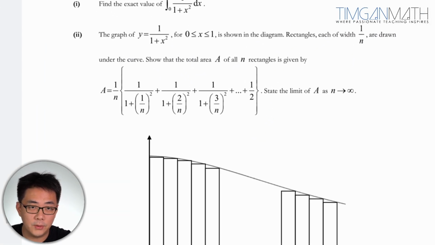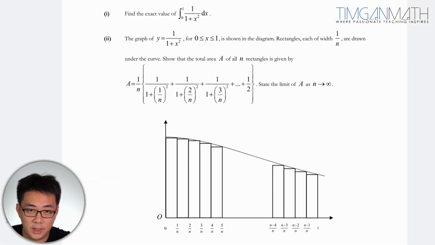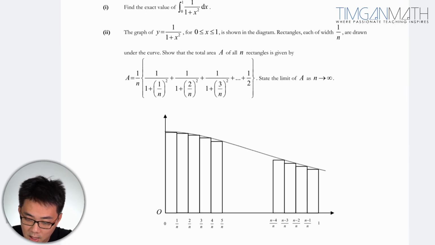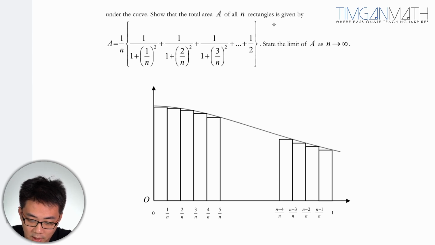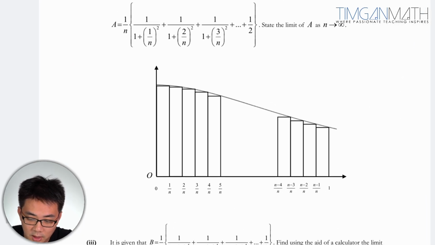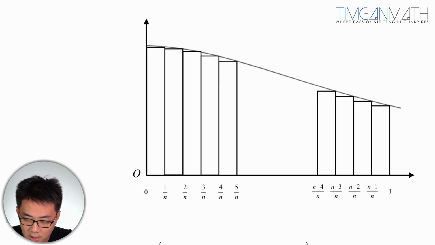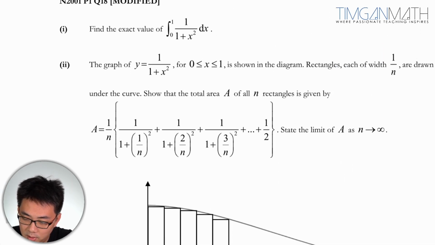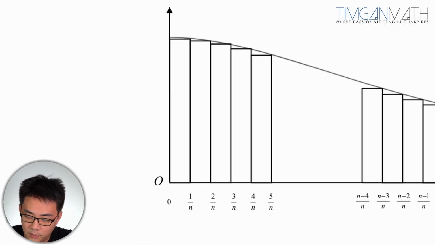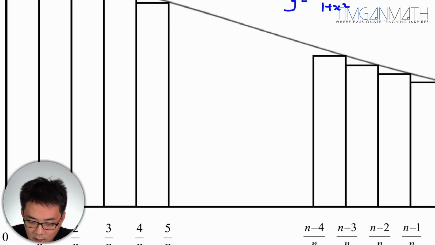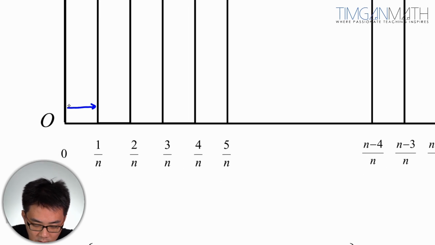After which we're going to look at part 2. You are given that the graph of 1 over 1 plus x squared from 0 to 1 is shown in the diagram below. The rectangles, each of width 1 over n, are drawn under the curve. Show that the total area A is given by this expression here. State the limit of A as n goes to infinity. Okay, that's pretty okay. So this is actually the width here. The graph here is y equals 1 over 1 plus x squared, and each width of this rectangle is 1 over n. This width here is also 1 over n, and this width here is also 1 over n.